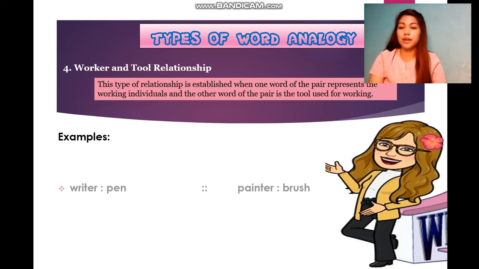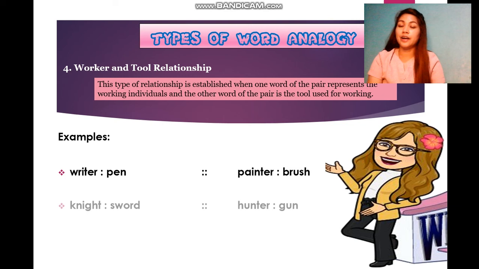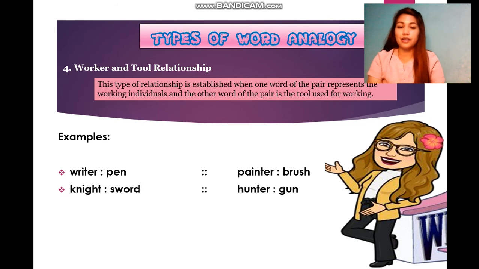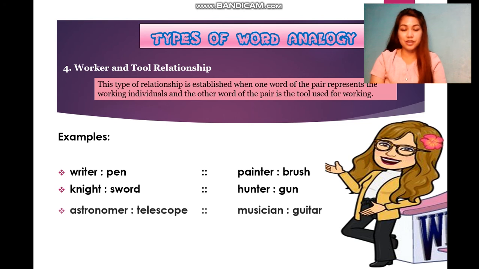Examples: writer is to pen as painter is to brush. Knight is to sword as hunter is to gun. Astronomer is to telescope as musician is to guitar.